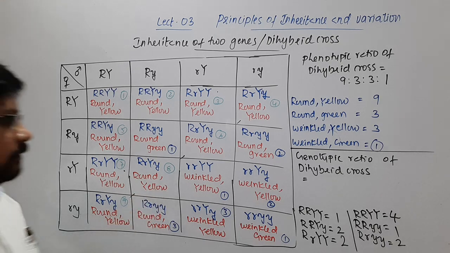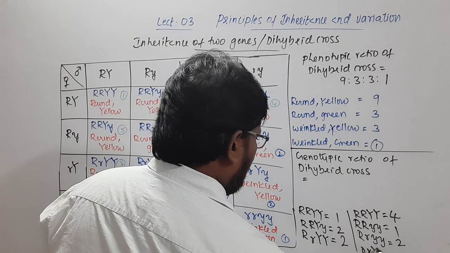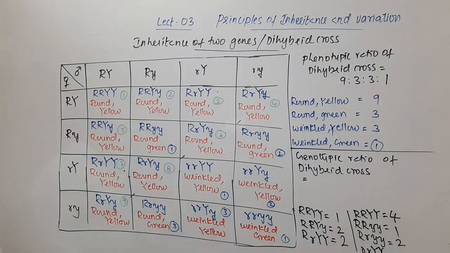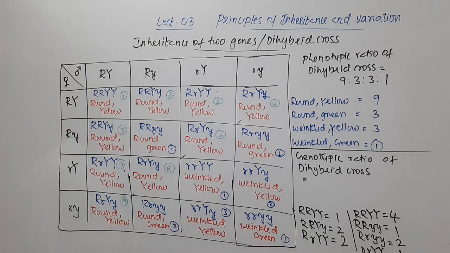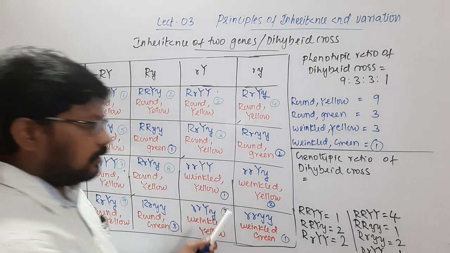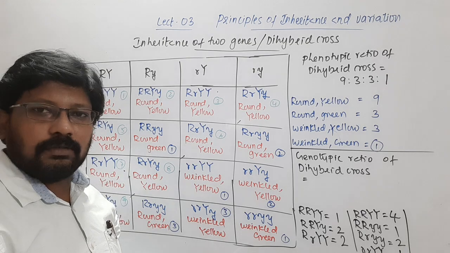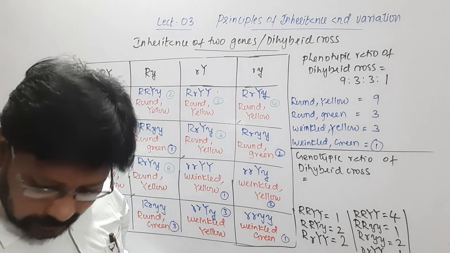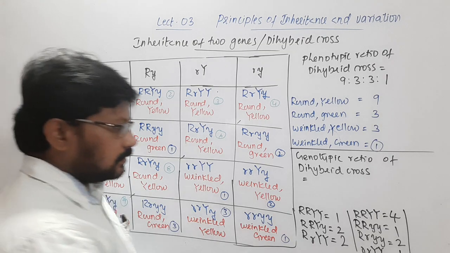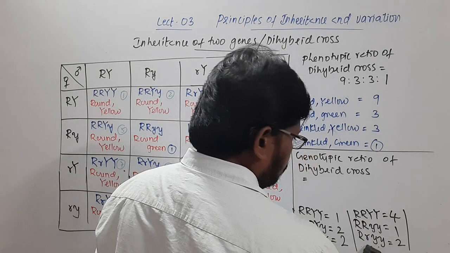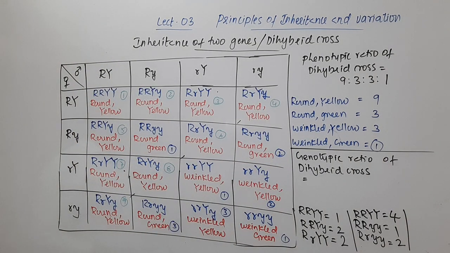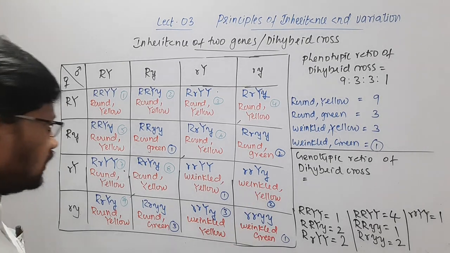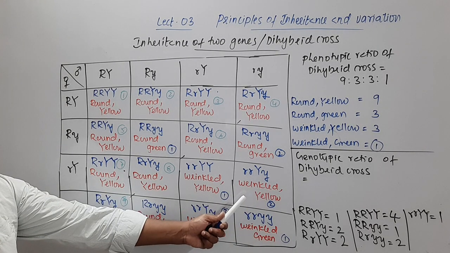Then the small r, capital Y. Do we have this genotype anywhere else? No, it's the only one. So hence I'm going to take it as 1. The next one, this also we did not finish. Okay, so I have written on that side. Next one, so we have finished this one.